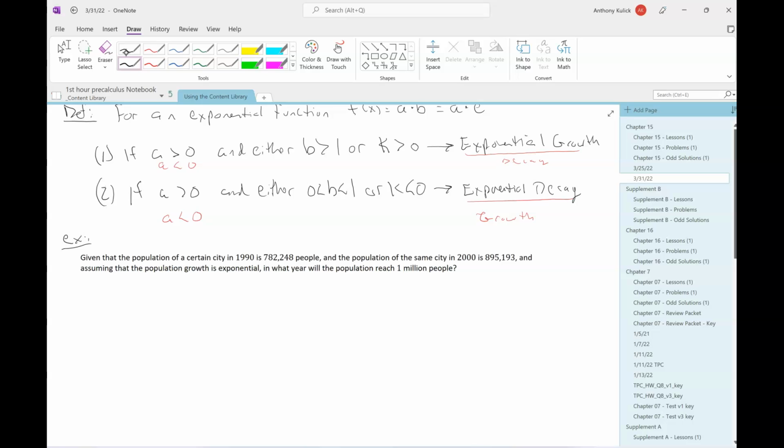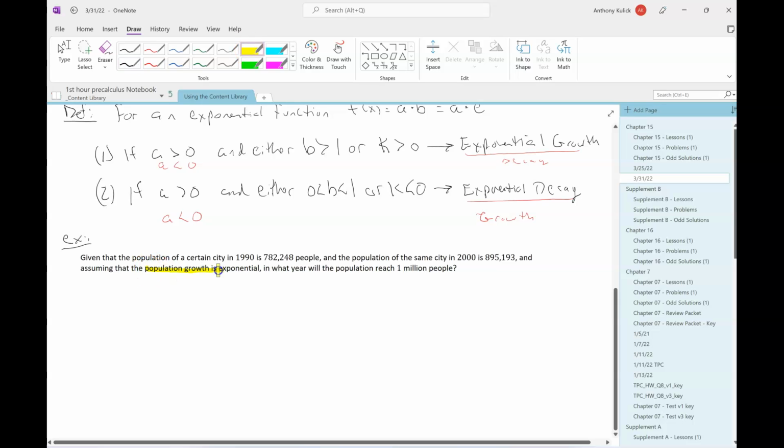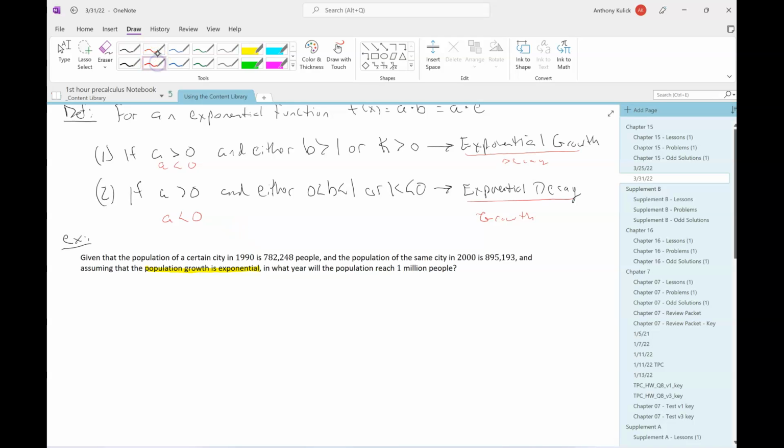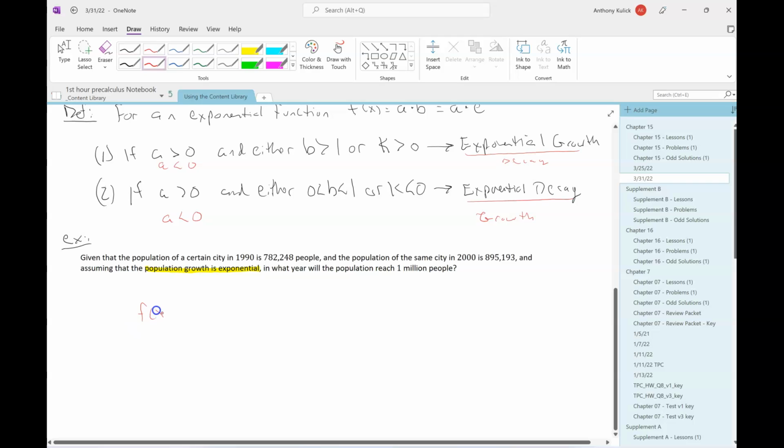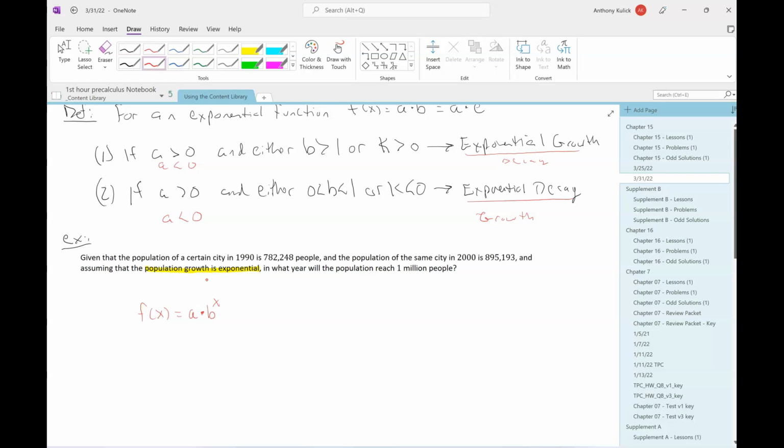So we're told that the population growth is exponential. Everybody agree? So I'm going to use my exponential model. I can use either one. I'm going to use the standard one that we started with. Everybody's okay there?